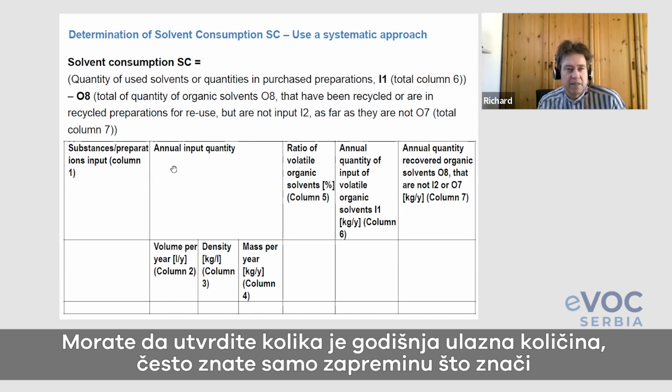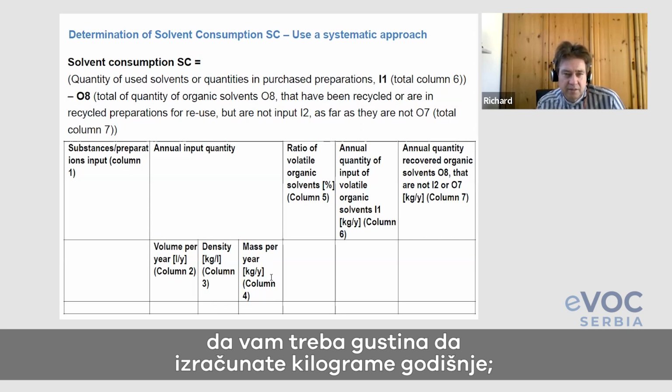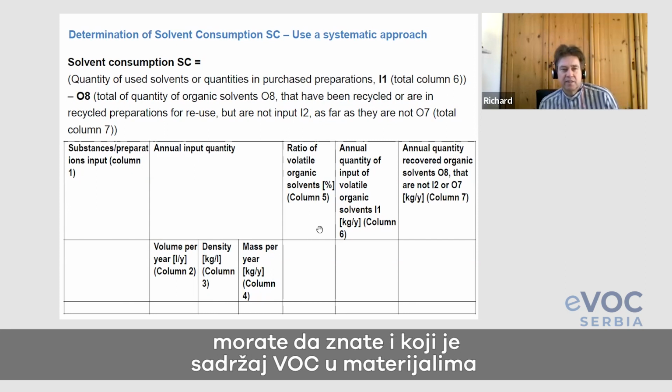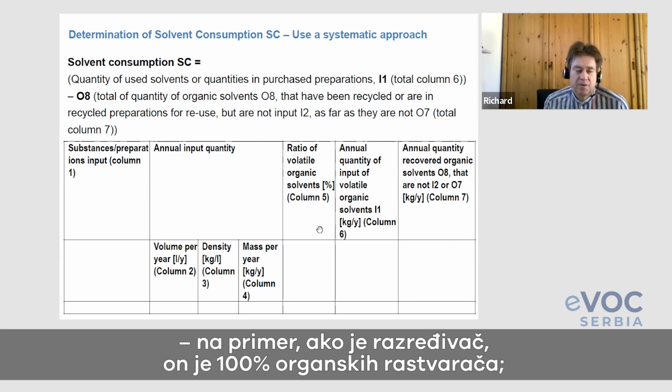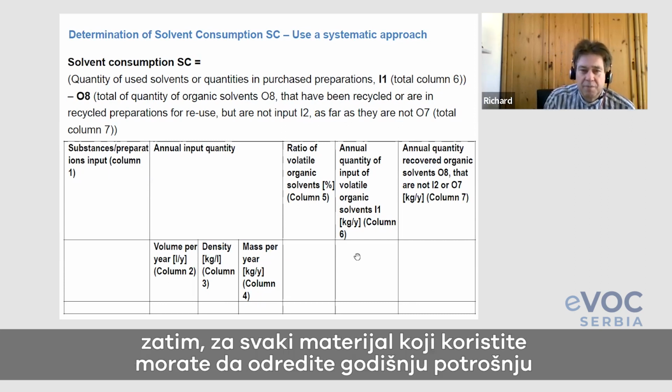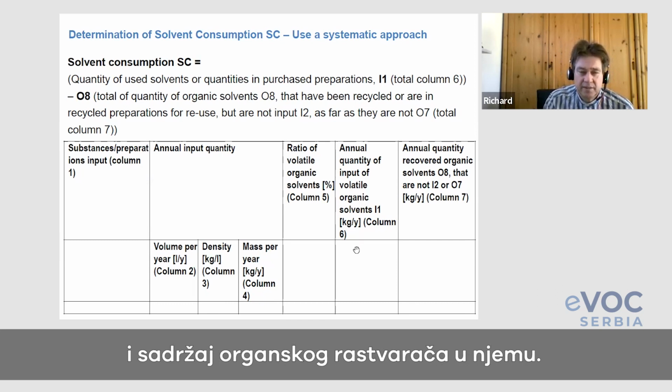So you must determine the annual input quantity. Very often you know only the volume, and then you need the density to calculate the kilograms per year. You need to know how much solvent is in the printing materials that you're using. For example, if you use a thinner, then it's 100%, of course, organic solvents. So for each of the materials that you're using, you need to determine the annual quantity and calculate the VOC content.